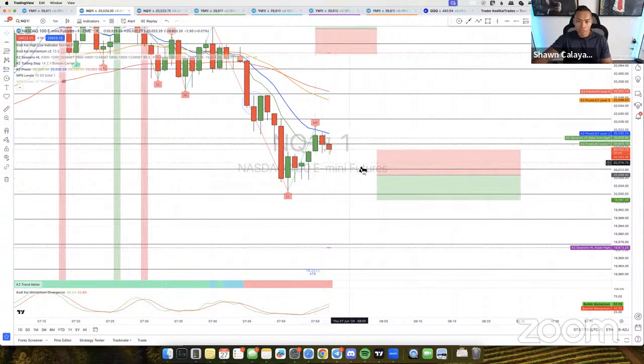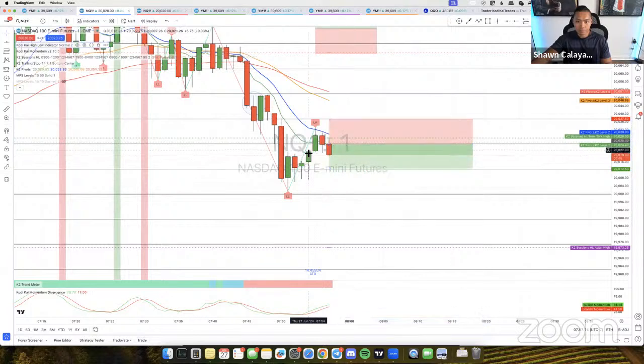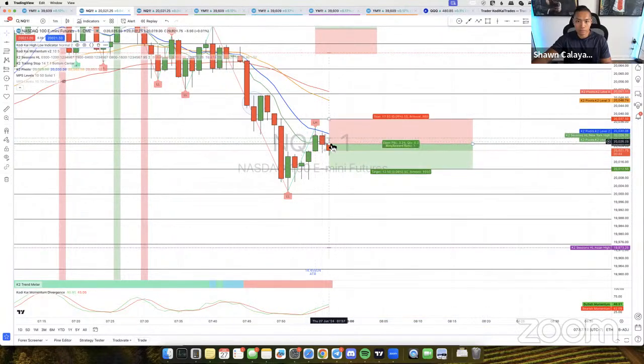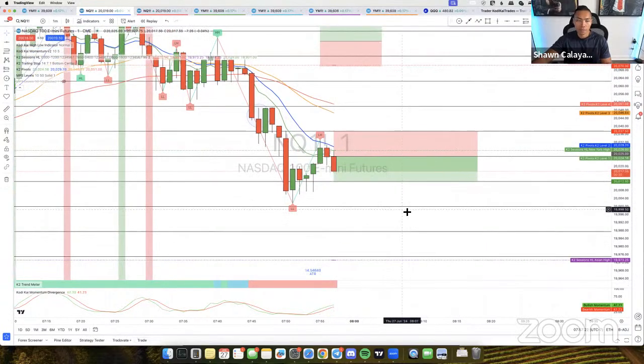All right, so we have another rejection here, guys. This is a possible opportunity for a sell. See how price rejected directly off the... Actually, it didn't reject off the pivot. I thought it did, but not so much. All right, guys, about to be 8 o'clock.